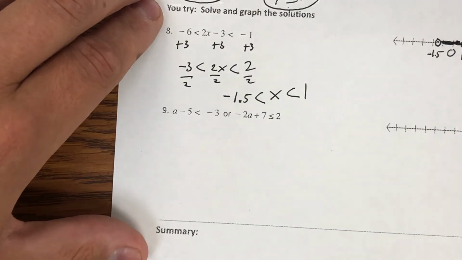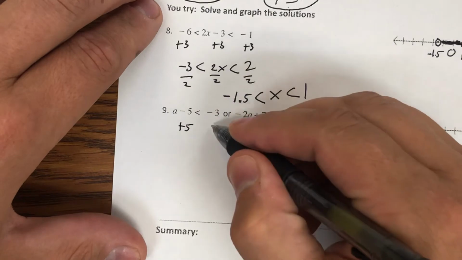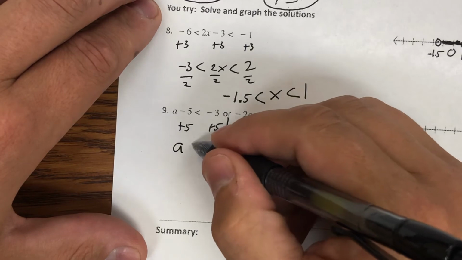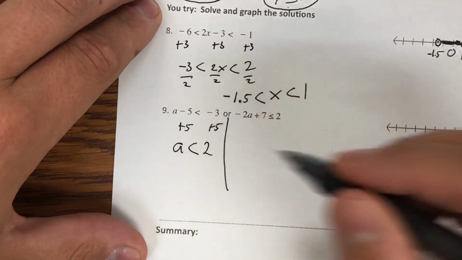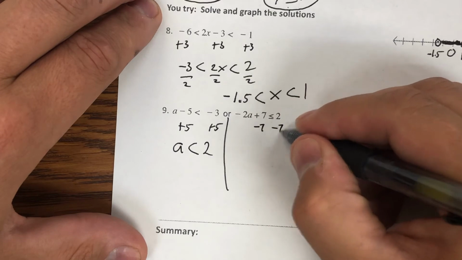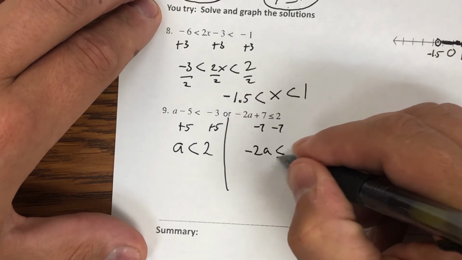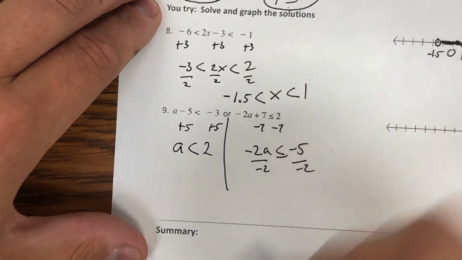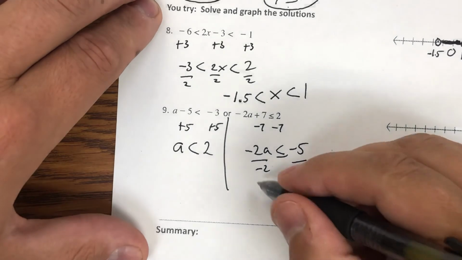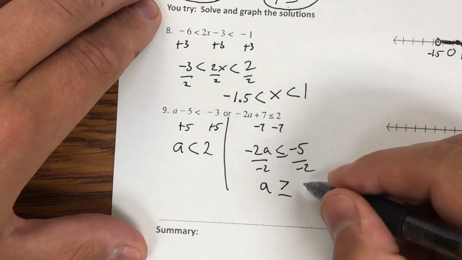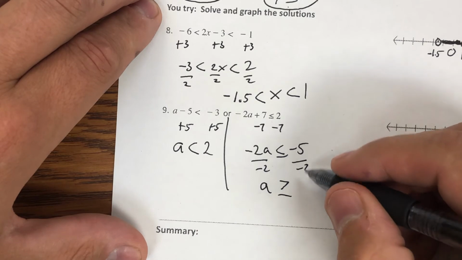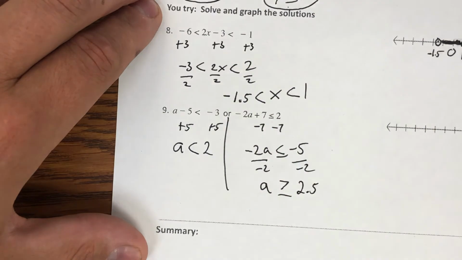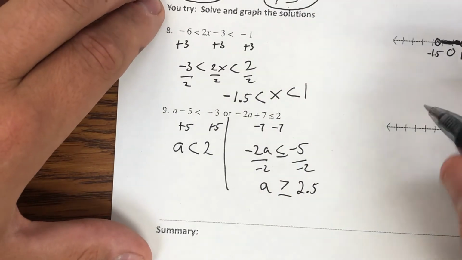Number 9 is an or, so I have to solve both. Add 5, add 5. These were the separation between the two. a is less than, negative 3 plus 5 is 2. Next step, minus 7, minus 7. Negative 2a is less than or equal to negative 5. Divide by negative 2, divide by negative 2. I divided both sides by a negative, so flip the sign. a is greater than or equal to 2.5. Negative divided by a negative is a positive. So let's see here. a is less than 2.